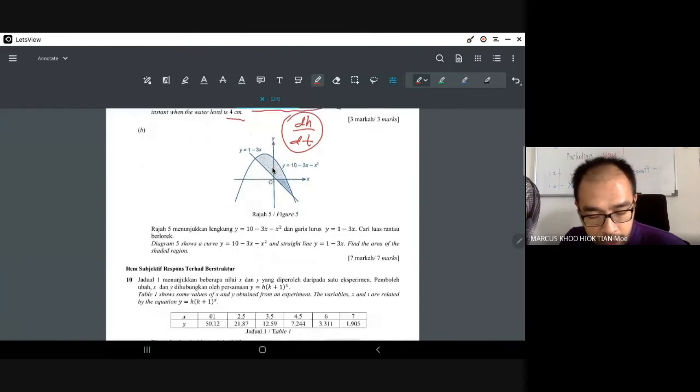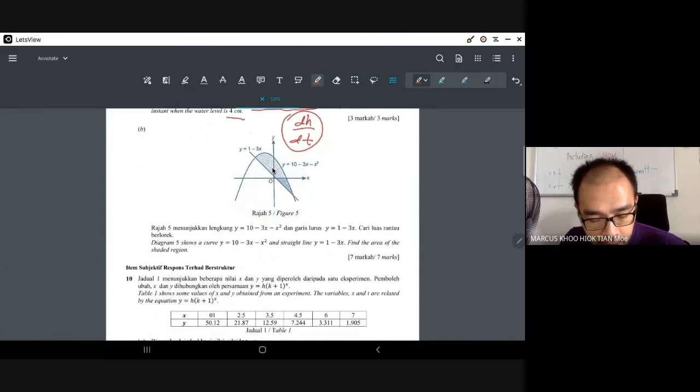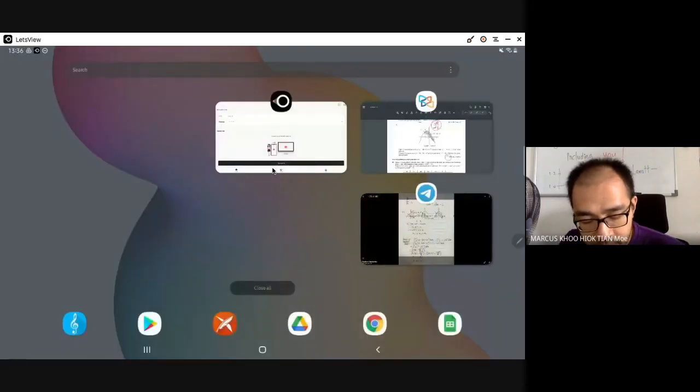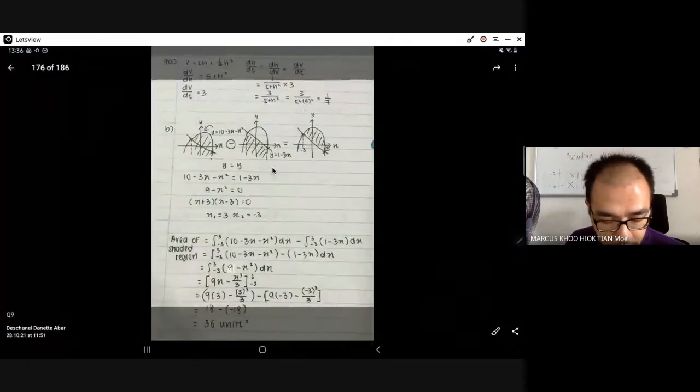Okay, then find the area of the shaded region. Obviously, this has to be with respect to x. Okay, but this is a very interesting question. Now it's a 7-mark question because there is a region on top and then there is one at the bottom also. So let's look at this group to see how they did this. Okay, over to you.